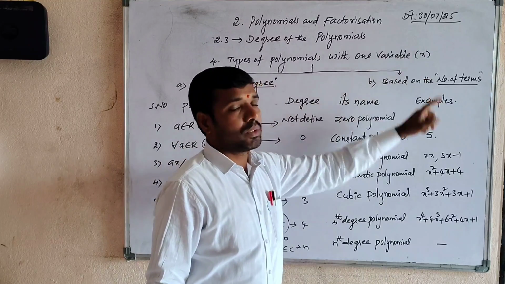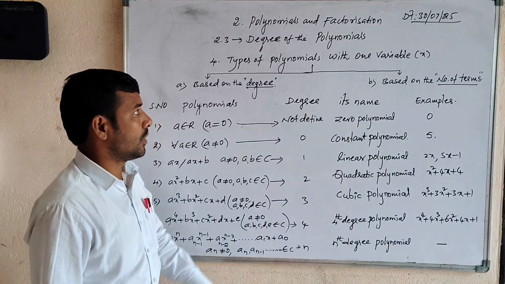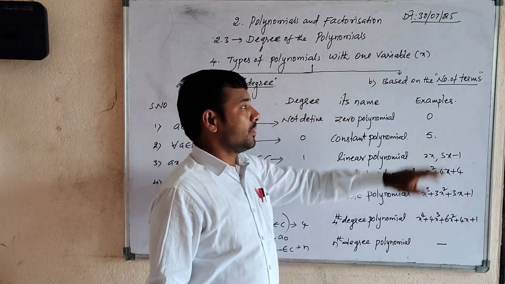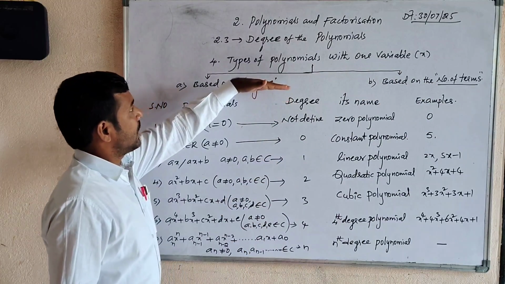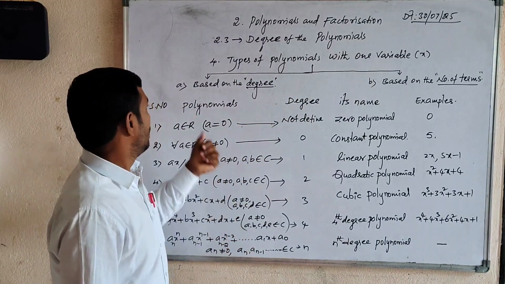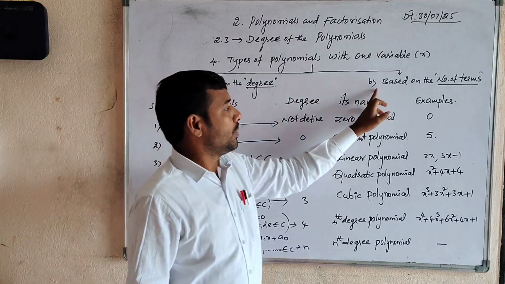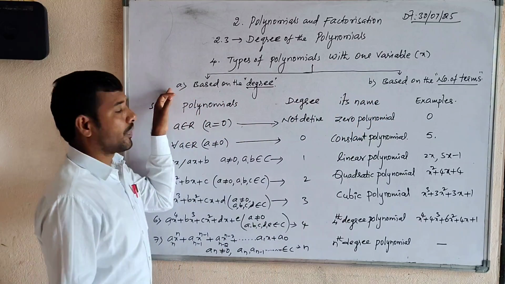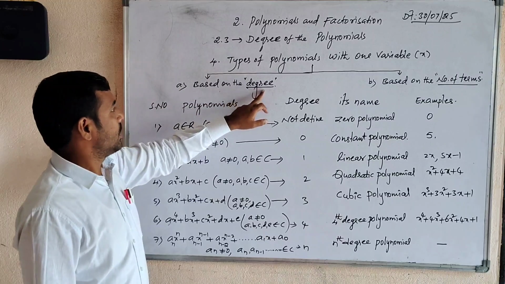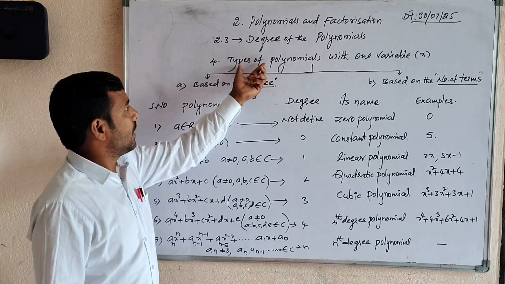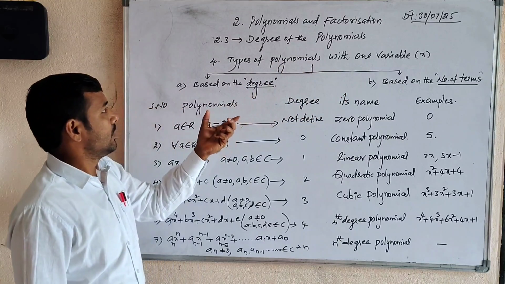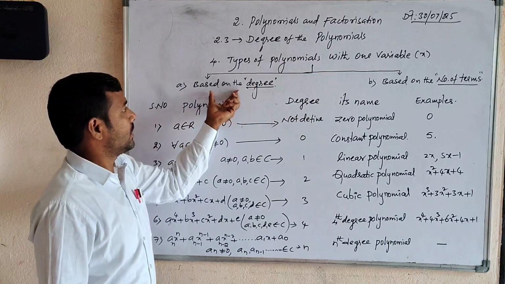Mainly we can focus on the x variable. Note this point, we concentrate on the variable x. So these types of polynomials with one variable we categorize into two parts. One is a, one is b. Actually, what is a? A is the title based on the degree concept. So we can say the types of polynomials with one variable x, where the variable is x, based on the degree.